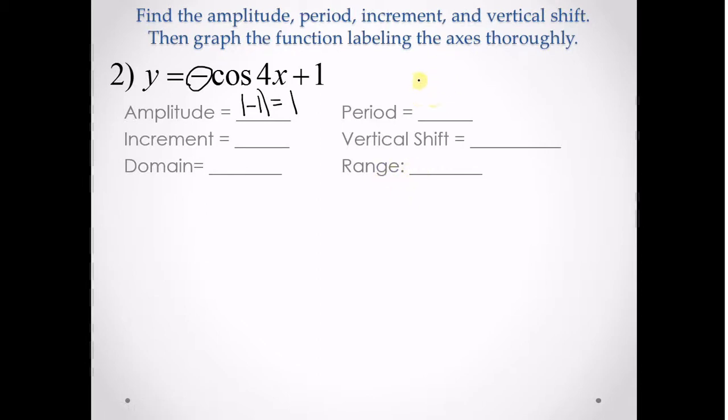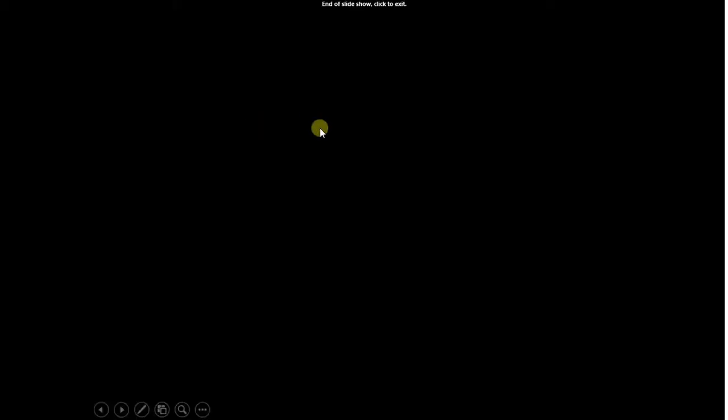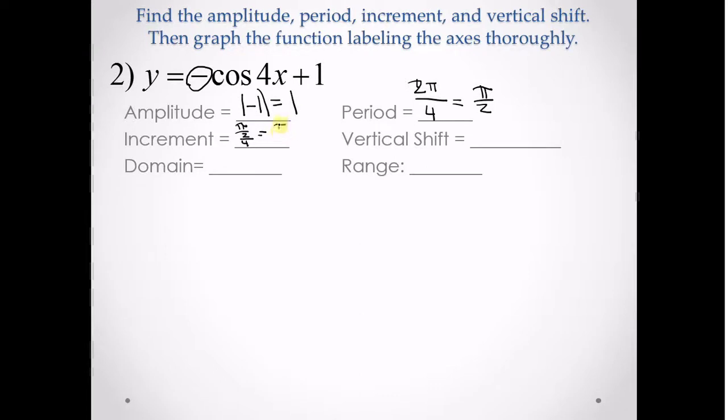Period. My period will be 2 pi divided by my b, which is 4. So my period is pi over 2. So then pi over 2 divided by 4. Now, take that on your calculator quick, and you will get 1/8, or pi over 8. In my vertical shift, I'm going up 1. So let's go ahead and graph this puppy.